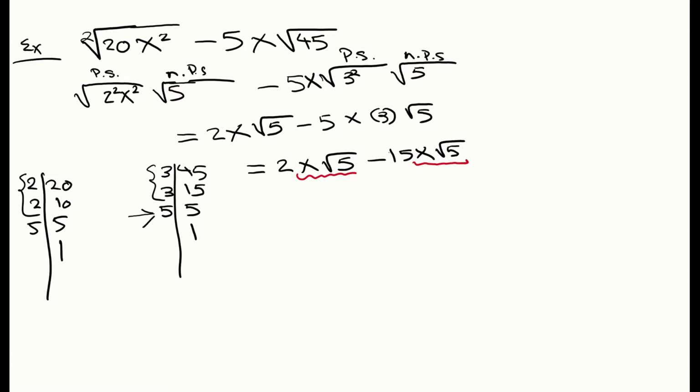So what makes these two terms like terms is this part of each. So those are what we're combining. So we have 2 of those minus 15 of those, so we end up with negative 13 of those objects, which are x radical 5. And that's how you simplify those.